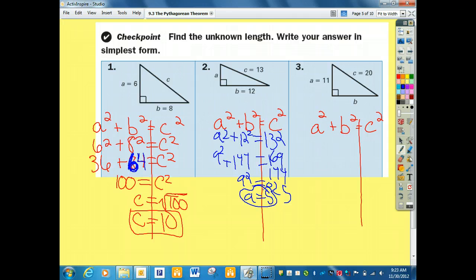A equals 5? Agree or disagree? He's got 5. Agree or disagree? Agree? What's 12 times 12? Is that a 4? Oh, okay. So a squared plus 144 equals 169. And then what did you do here? Minus both sides. You minus 144 to both sides. Minus 144, that's what you did. So that left you with a squared equals what? 25.